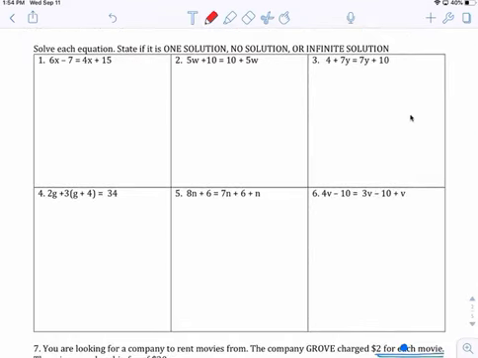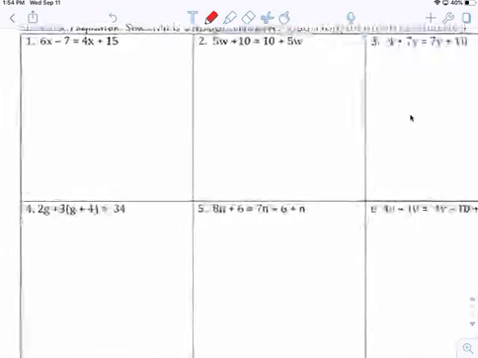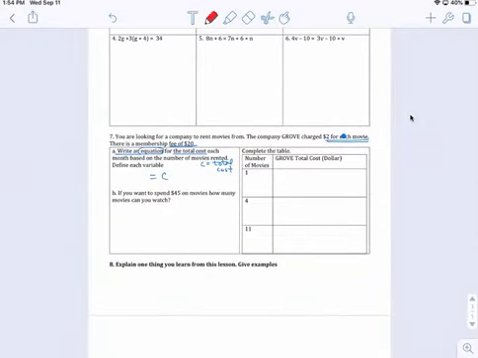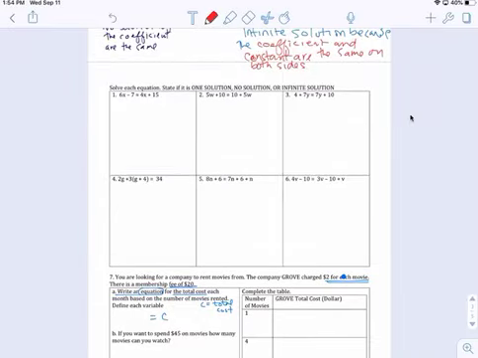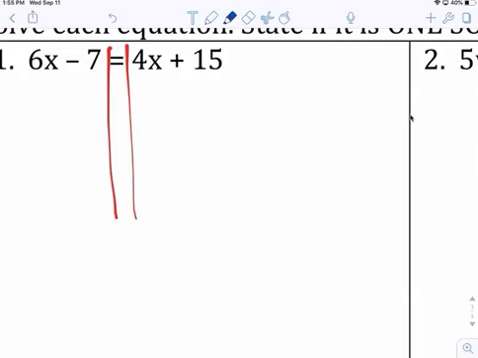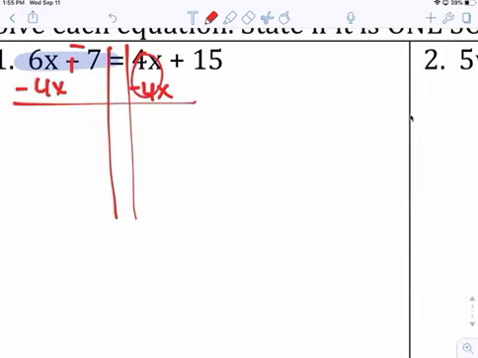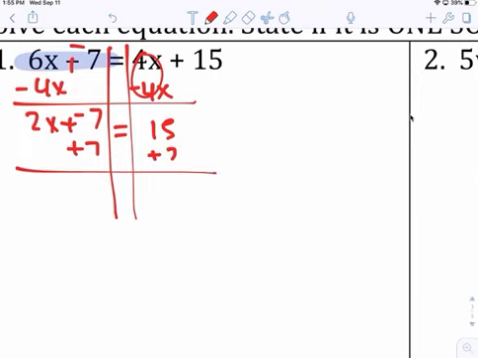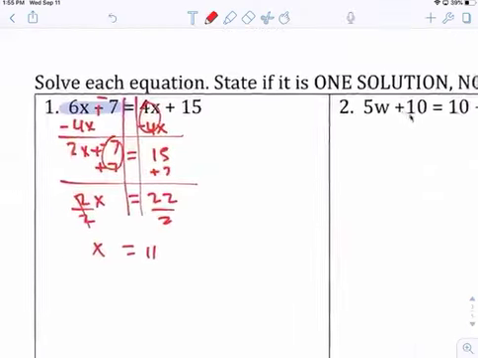Okay, number 1, 2, 3, 4, 5, 6, let's do that. And I think most classes we did this one. Just in case, I'll do it all. Okay, here you don't distribute, you can't do anything here but additive inverse. You have to make 0. Minus 4x, minus 4x. I always like to make the smaller variable equal to 0. Equals 15. Add 7, add 7. 2x equals 22. Divide by 2, divide by 2. X equals 11. One solution.